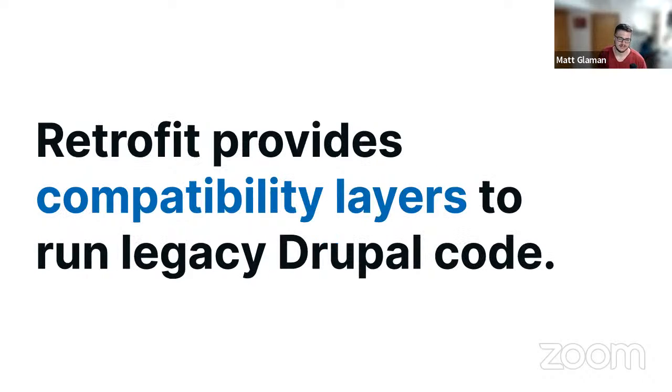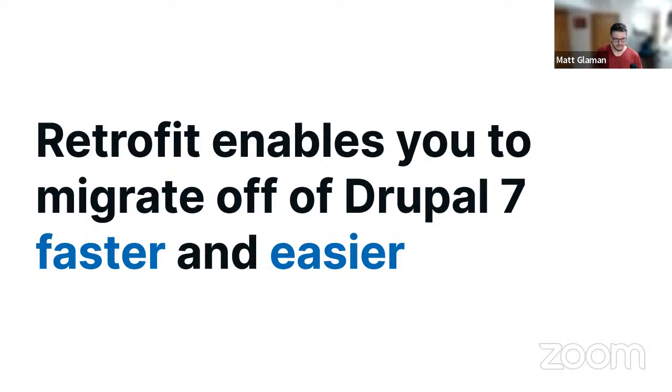So Retrofit provides compatibility layers to run legacy Drupal code. That way you can minimize the amount of changes that are needed, and it enables you to migrate off Drupal 7 faster and easier. So let's talk about that example I mentioned, where you have the existing platform and you're moving to the news site. What if you were able to start bringing your Drupal 7 code into Drupal 10, and as you made fixes in Drupal 7, you literally did a cherry pick of a commit and it just worked because the module's there? Or you had to just copy paste it, but you'd have to rewrite it into Drupal 10 at the same time. So you can reduce the amount of work that's needed.